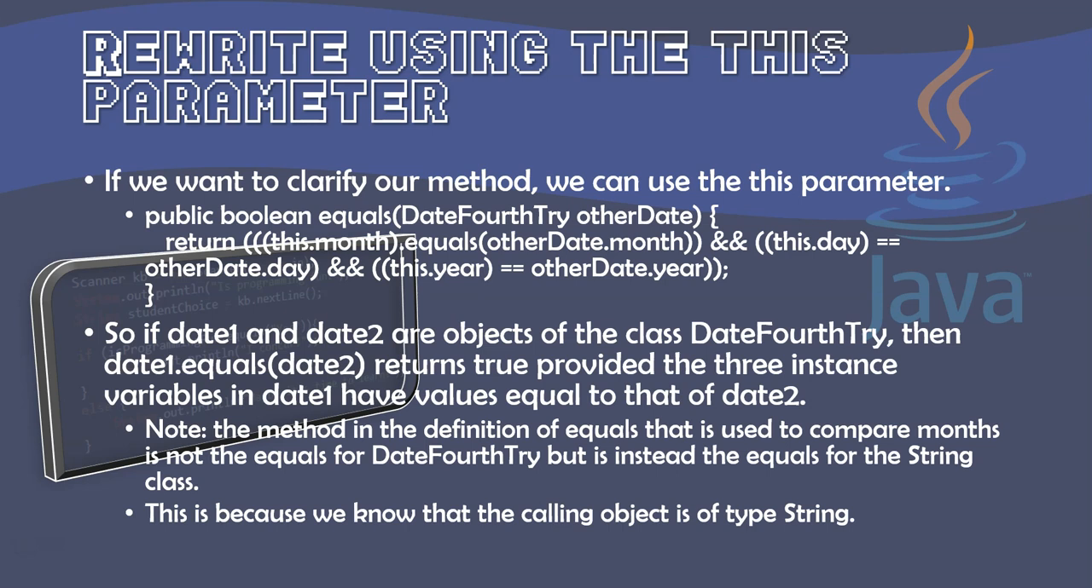So what this ultimately says is, if date1 and date2 are objects of the DateFormatTry class, then date1.equals(date2) is going to return true, provided those three instance variables in date1 have values equal to those in date2. You'll also note that the method used in the definition of equals to compare months is not the equals for DateFormatTry, but the equals for the String class. If you think about it, we know that the calling object is of type String. When you look here, we have a dot equals, and this.month.equals is a String method, because what type is this instance variable? Month is a String, so this dot equals is not referring to this equals here, but instead is referring to the equals within the String class.